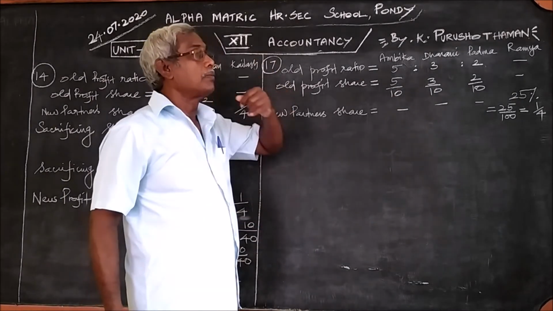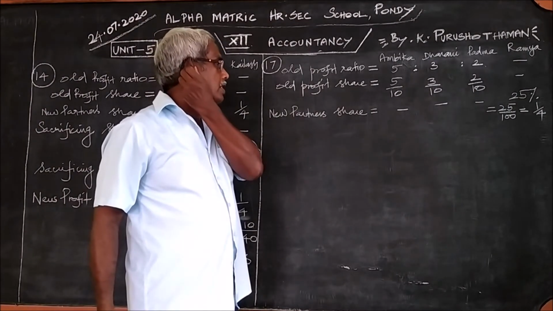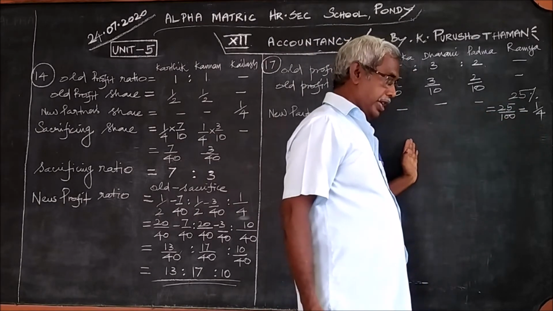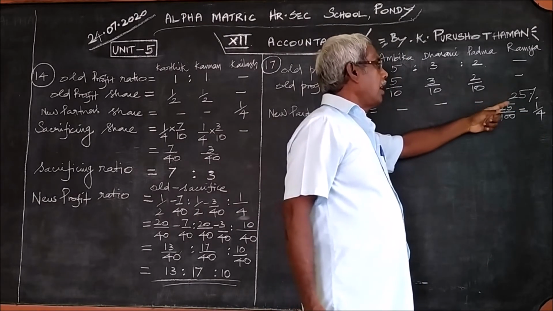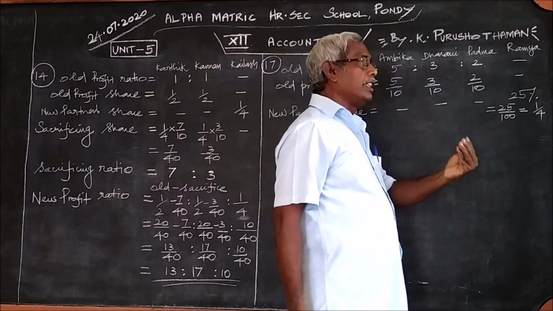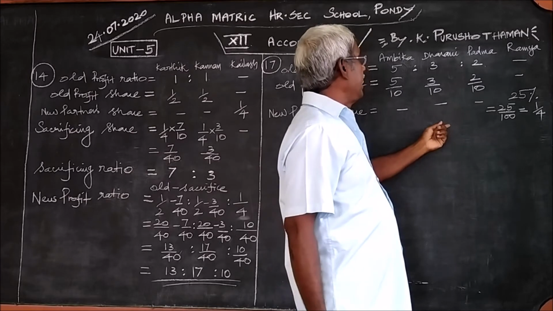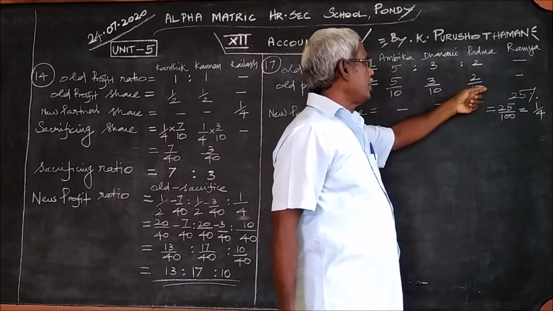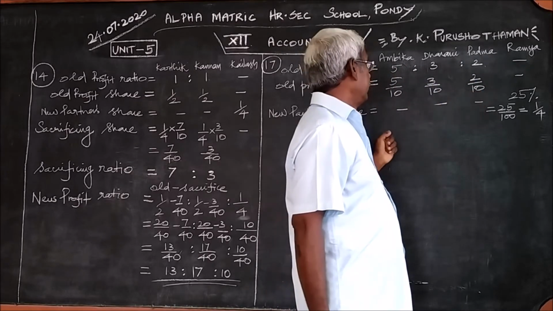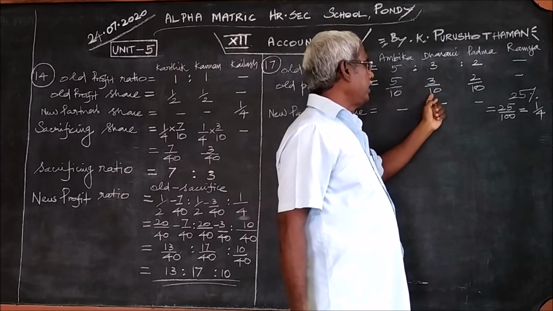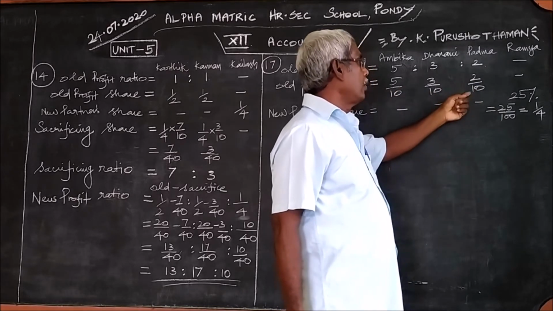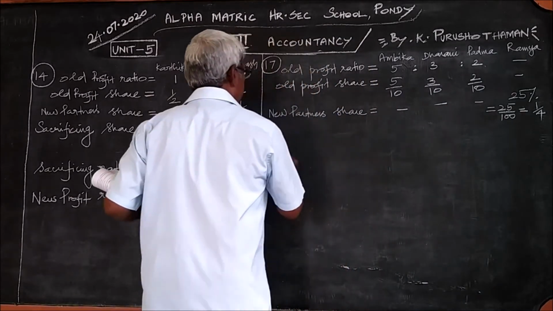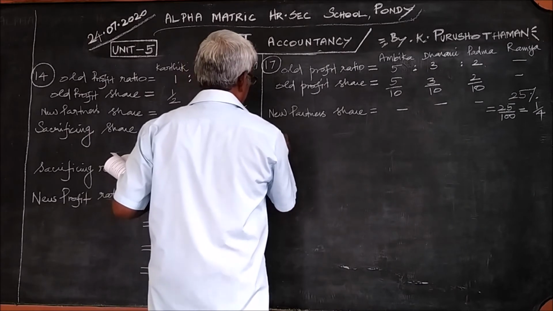We should go to the reverse process. What is the reverse process? After giving this 1 by 4 profit of the business, or 25% of the business, what is left is divided among the old partners in this share. In this ratio it is divided, that is 5 by 10, 3 by 10 and 2 by 10. In this share only they divide. Okay, then what about the new profit share?